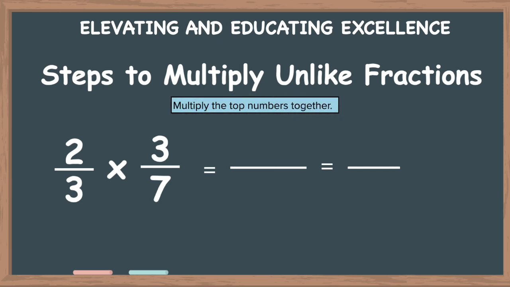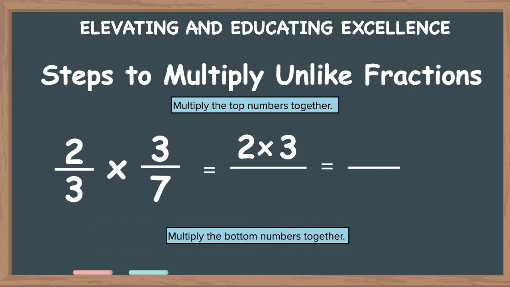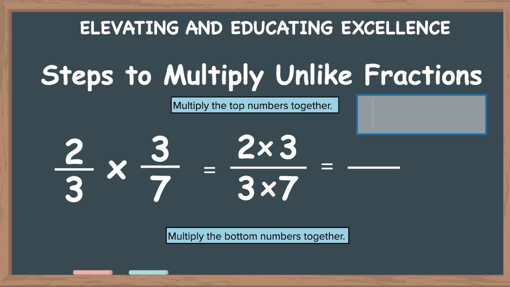So let's first multiply the top numbers together. So we're going to write 2 times 3. You don't have to do this step, but I find that it helps a lot. And then now we're going to multiply the bottom numbers together, 3 times 7. So before we officially multiply, let's draw a rough box, and in that rough box we're going to write 2 times 3. 2 times 3 equals 6. So we're going to write that on the top number of the fraction in the answer section.